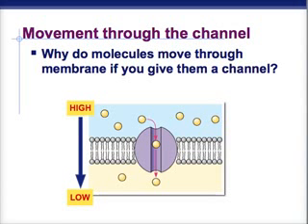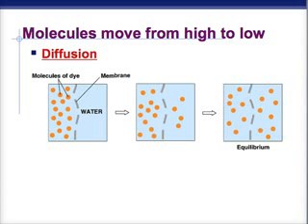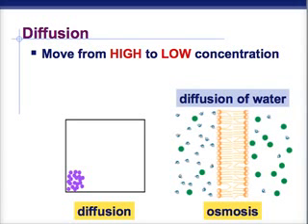to low concentration. We refer to this as diffusion. So diffusion is the movement of materials from high to low concentration. You can kind of think of it as equaling out. This term is referred to as equilibrium. Diffusion is a form of passive transport. In other words, no energy is needed on the part of the cell. It happens on its own. The diffusion of water is specifically referred to as osmosis.